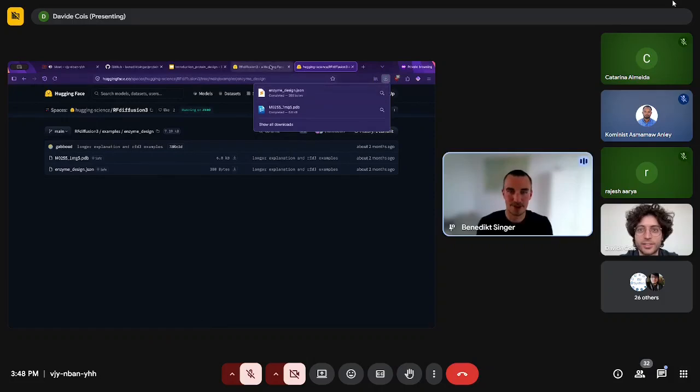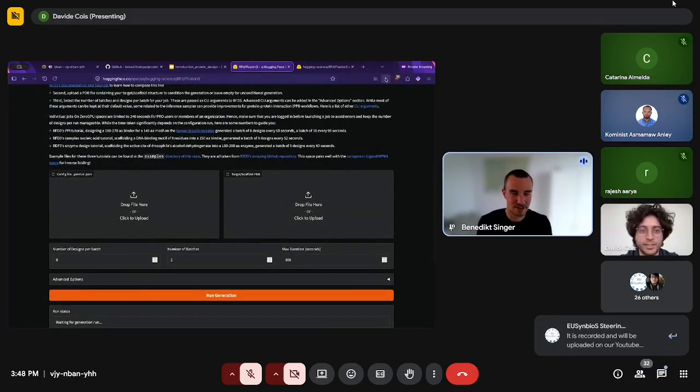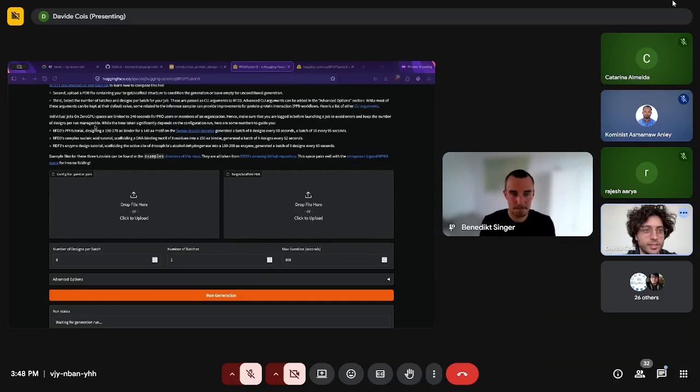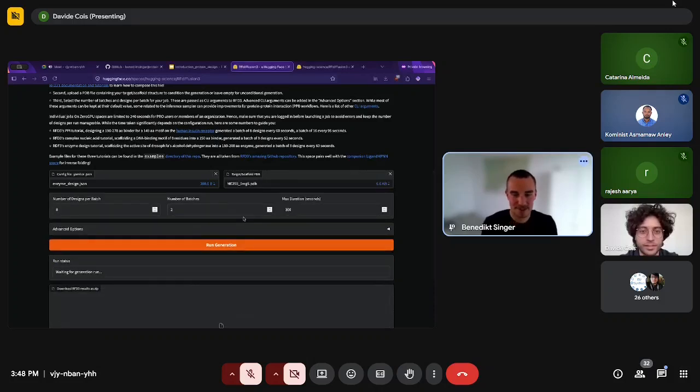Nice. Then you go on the Hugging Face, and to the left you click here. Yeah, you figured it out. Put the JSON there. Okay. And the PDB file here. And then before you click run generation, you change the max duration to 200 instead of 300. Yeah. Can I run? Yes.